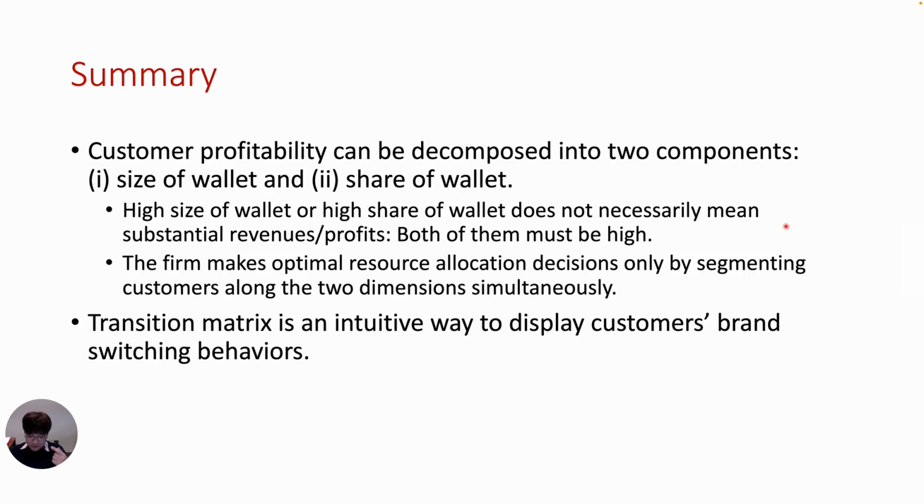So, firms make optimal resource allocation decisions only by segmenting customers along the two dimensions, size of wallet and share of wallet, simultaneously. And transition matrix is an intuitive way to display customers' brand switching behaviors.